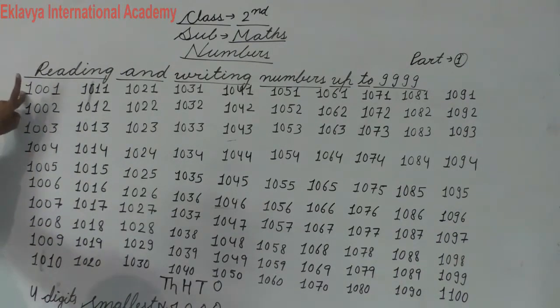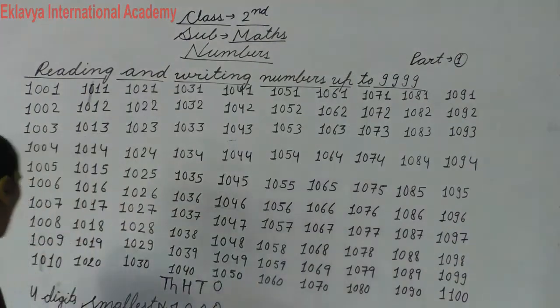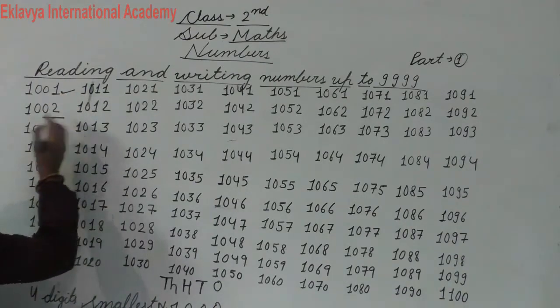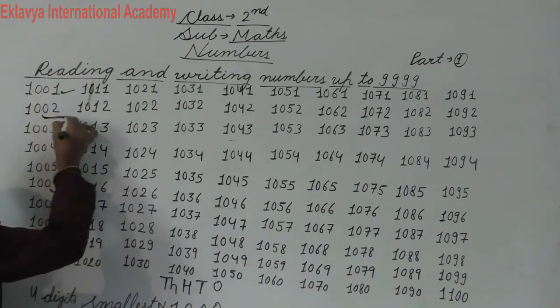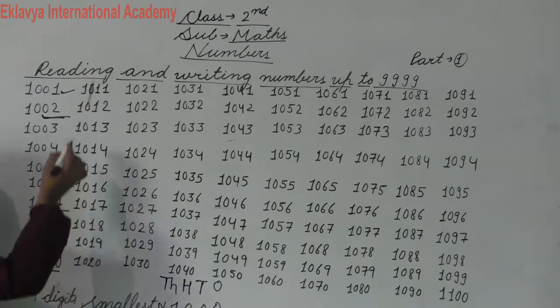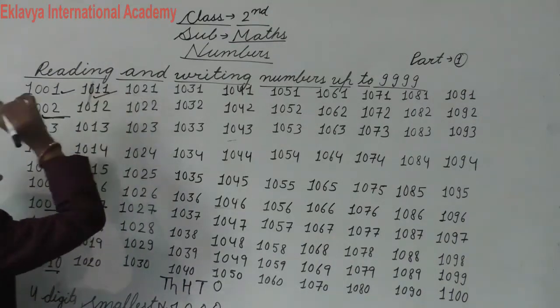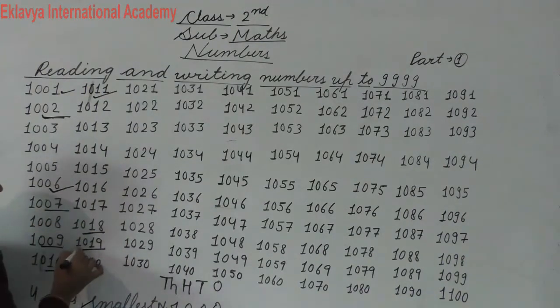Listen, 1001 to 1100 you are to write in your notebook. Okay. Do you know what comes after 1001? 1002. What comes after 1006? 1007. What comes after 1009? 1010. What comes after 1010? 1011. What comes after 1018? 1019. What comes after 1019? 1020.